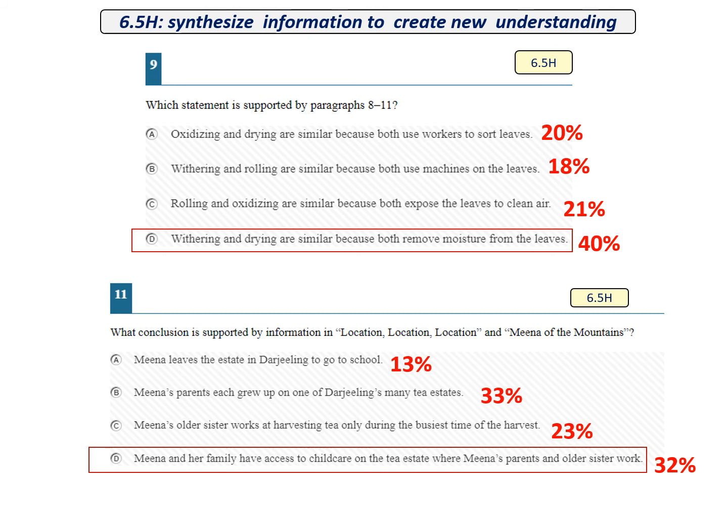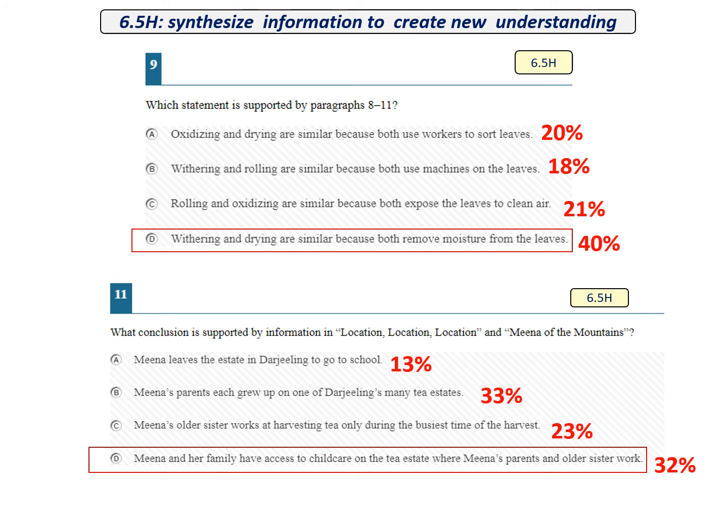The answer choices in this question required students to compare key ideas within a particular selection. It required students to go back and closely look at the ideas presented and see how they connected to one another. What may apply in this case? So now let's take a look at question 11. "What conclusion is supported by information in 'Location, Location, Location' and 'Mina of the Mountains'?"